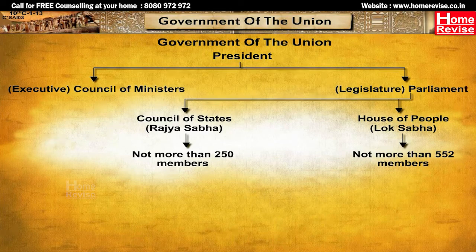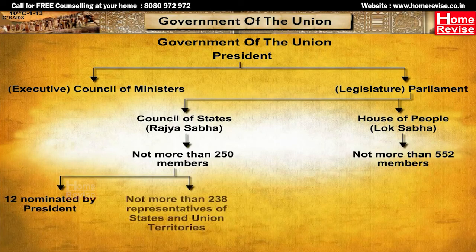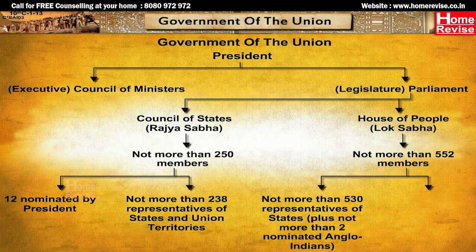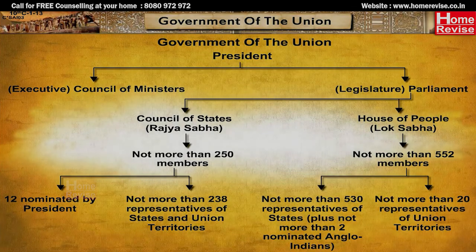Out of the 250 members of Rajya Sabha, 12 are nominated by President, and there are not more than 238 representatives of states and union territories. Out of the 552 members of the Lok Sabha, there are not more than 530 representatives of states, plus not more than 2 nominated Anglo-Indians, and there are not more than 20 representatives of union territories.